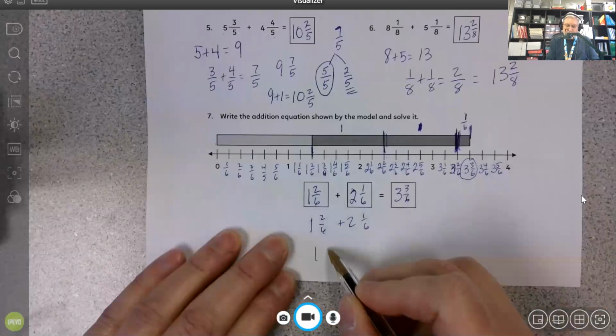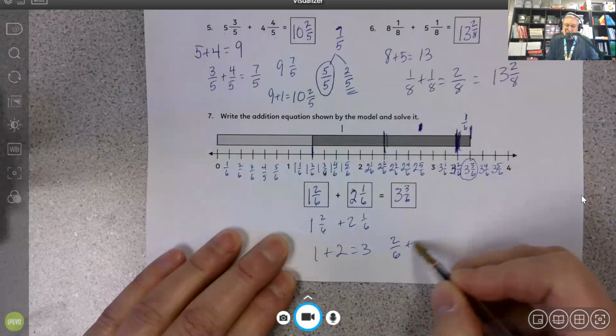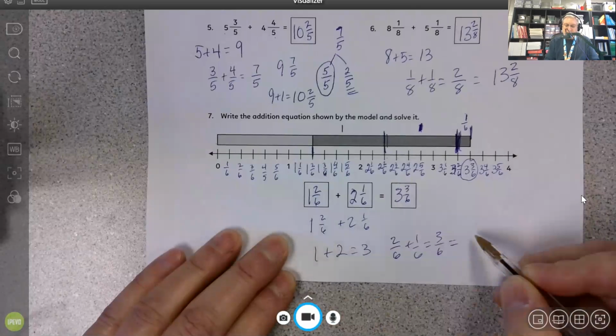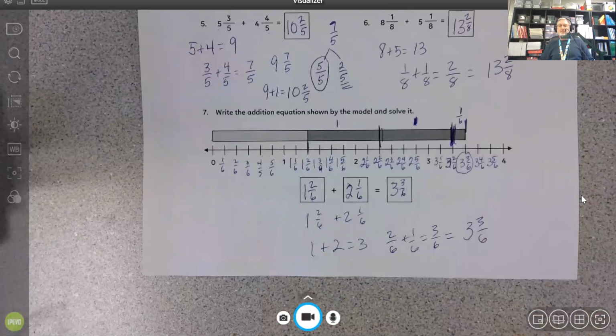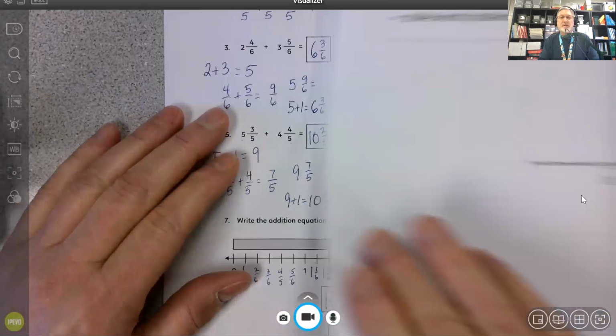And then I can add them together to check my answer. Add my wholes, 1 plus 2 is 3. And then add 2/6 plus 1/6 is 3/6. And then my answer would be 3 3/6. And that's what I got as my answer. Okay. So this is adding mixed numbers.